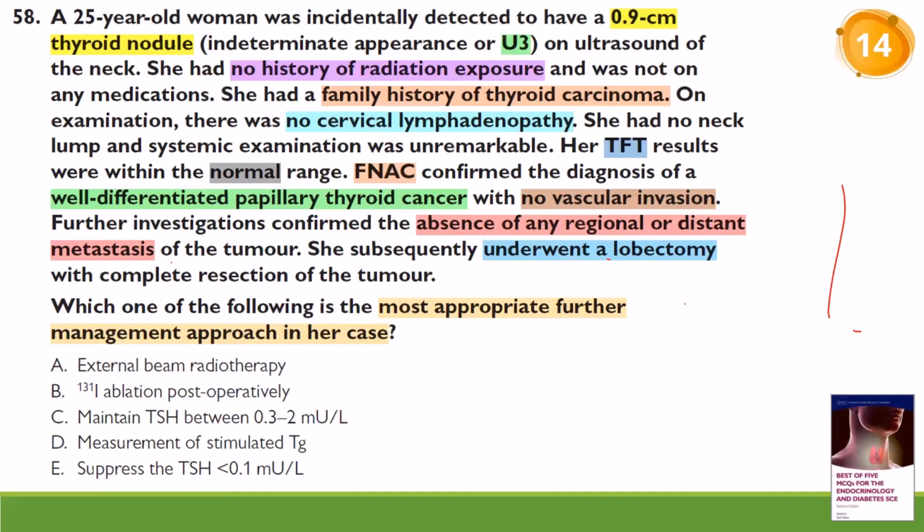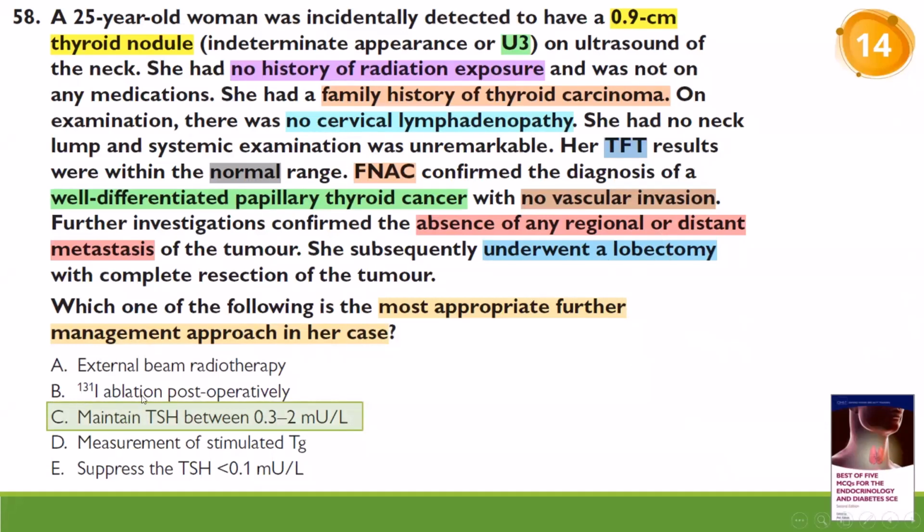What about the risk stratification of this patient? Low risk. What is the target of the TSH in low risk? 0.5 to 2.5, the lower half of the normal. So what is the target of the TSH here? 0.3 to 2. Yes. So in this situation, the patient had a lobectomy.